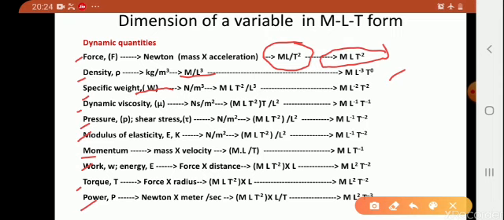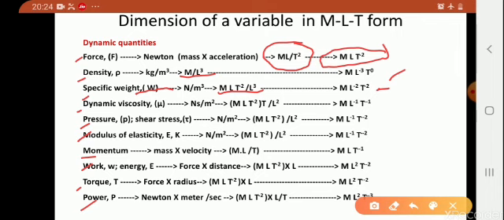Divided by meter cube. Meter cube means length cube, so L raised to 3. When you work out this one, you will get M L raised to minus 2 T raised to minus 2. Similarly, dynamic viscosity mu.